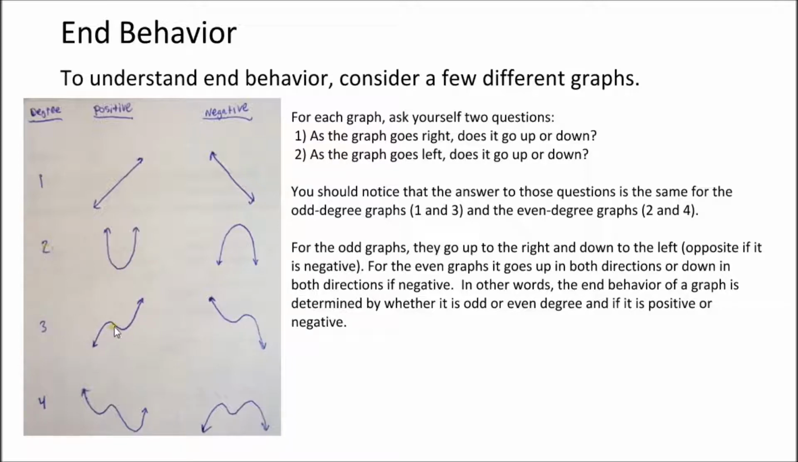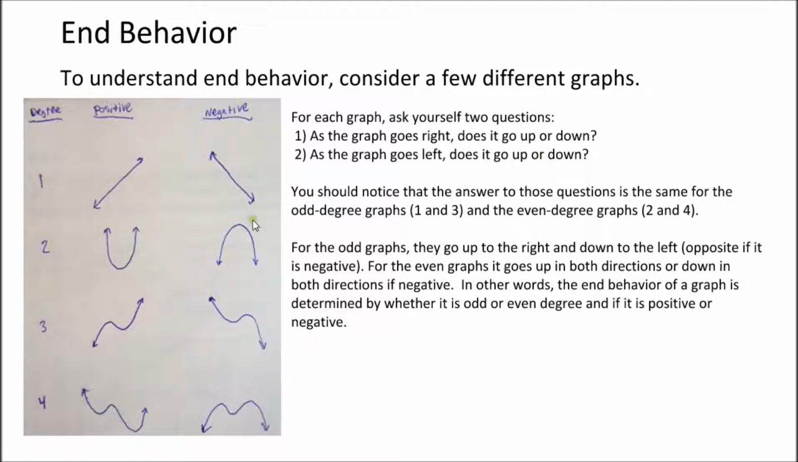So if it's positive, it's going to go up to the right, down to the left. If it's negative, it's going to go down to the right and up to the left. Degree 4 goes up both ways, or it goes down both ways. And again, 1, 2, 3 turning points. It's 1 less than the degree.